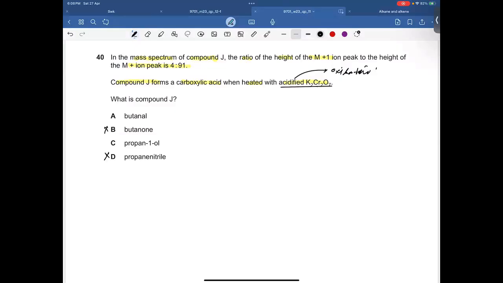Okay, so let me calculate the number of carbon atoms by using this equation, right? Number of carbon atoms equals 100 over 1.1, times abundance of M+1 peak, which is 4, over abundance of molecular ion peak, which is 91. So N is basically 3.99, and that gives me 4.